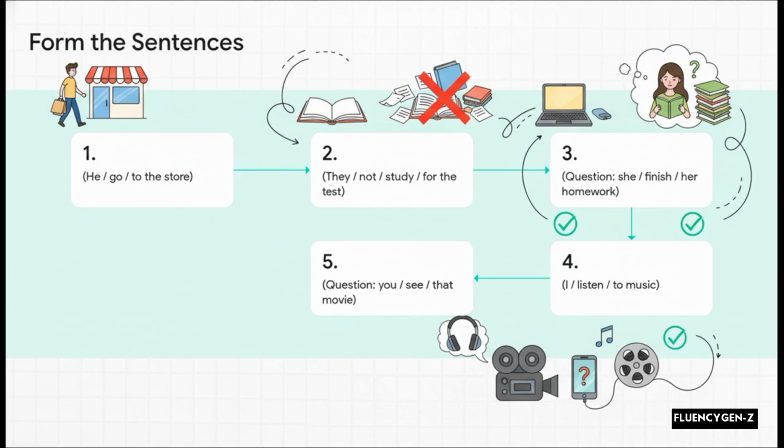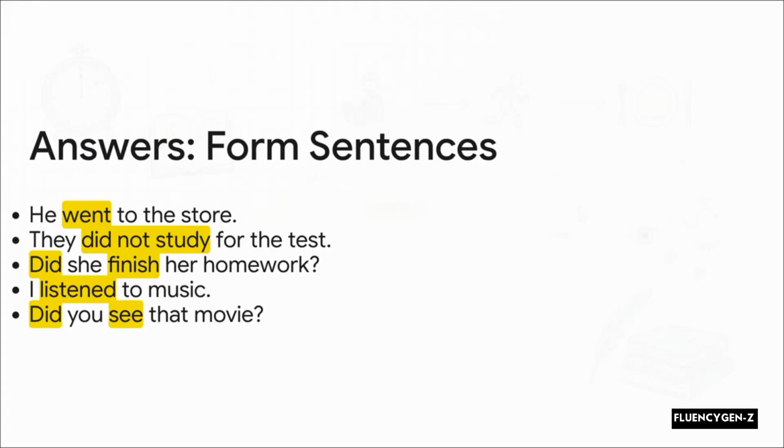Ready for round 2? Okay, this time I'm giving you the pieces. Your job is to build a complete, correct sentence in the past simple. Think about if it's a statement, a negative, or a question. Go ahead and pause here and try to put them all together. All right, let's check our work. He went to the store. Did she finish her homework? Did you see that movie? Hey, if you got these right, you should feel really proud. You're successfully using all the rules we talked about today.